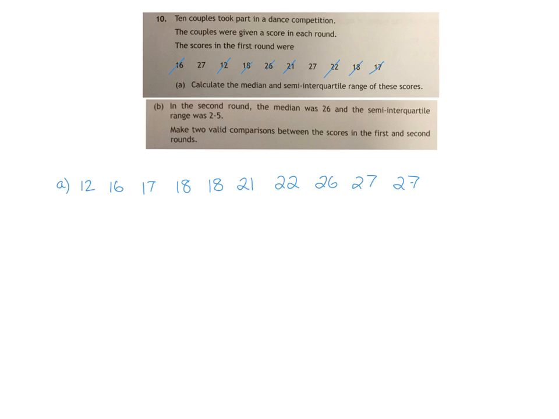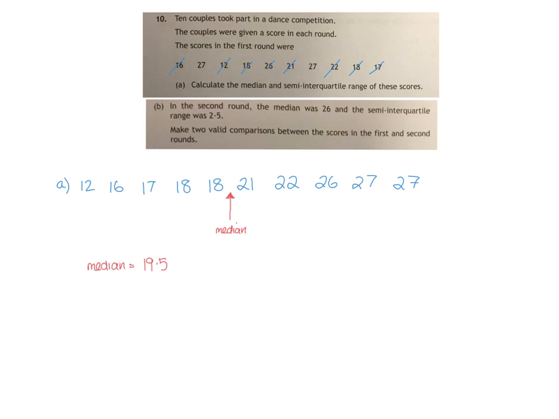So, because we've got 1, 2, 3, 4, 5, 6, 7, 8, 9, 10 numbers, our median is going to be halfway in the middle. So that's going to be in here is where our median is going to be. So our median is going to be halfway in between that 18 and the 21. So the median is going to be 19 and a half, because 19.5 is halfway between 18 and 21.